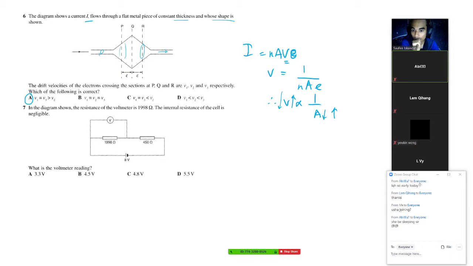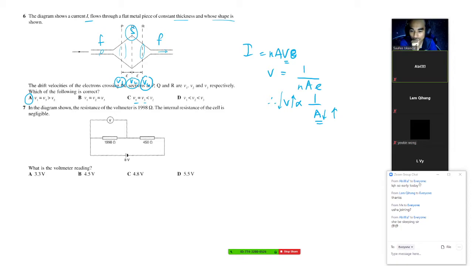V1 equals V3, but bigger than V2, because the area at V2 is higher. So the answer is not C, the answer is A. Increase the area, velocity will decrease. So it will be fast over here, fast over here, and slow in the middle. So the answer might be C, right, sir? The answer is A. V1 and V3 are equal, but they cannot be lesser than V2, because at Q, v will be slower. Understand this? Okay, I see.